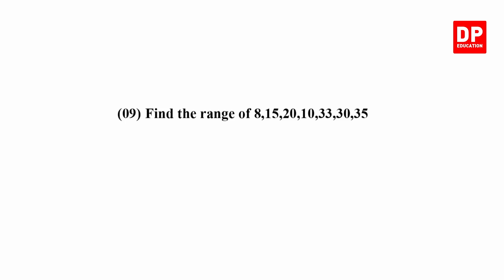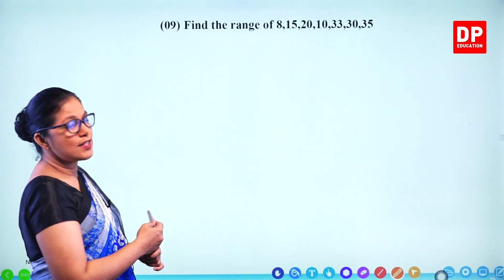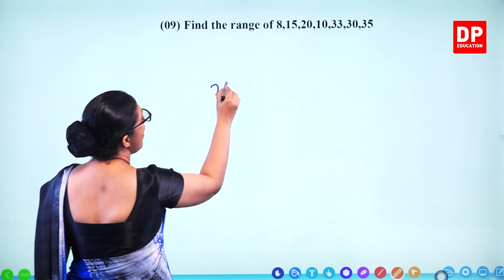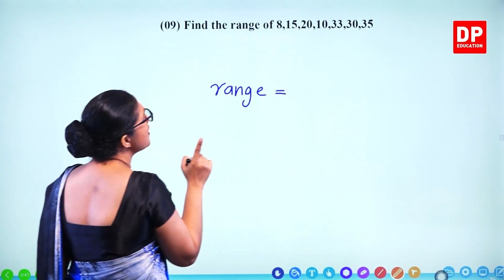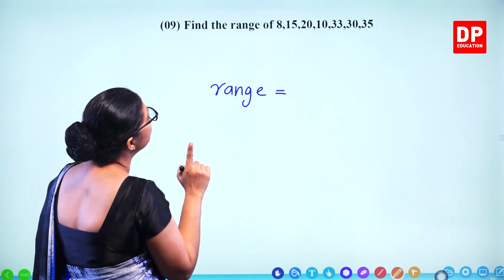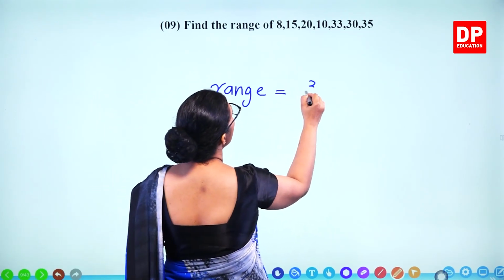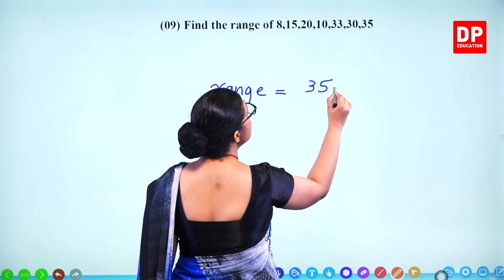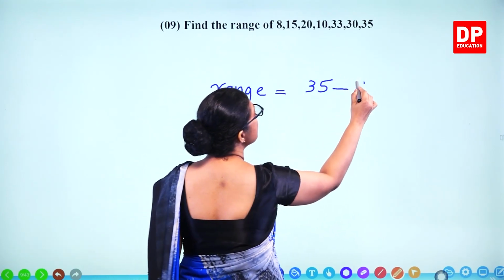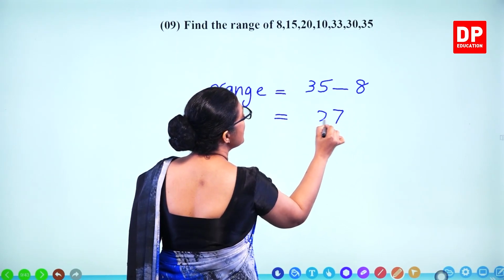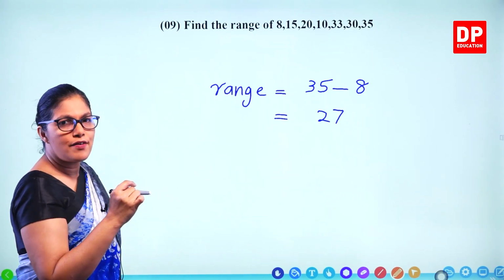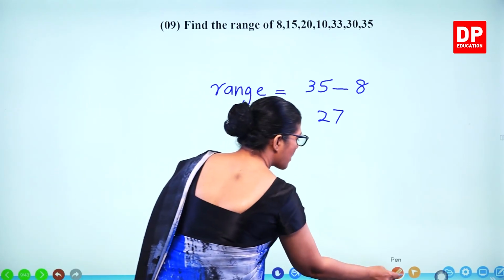Question number 9. Find the range of this data set. So what is range? You have to find out the highest value and the lowest value and take the difference. Highest one is 35. This is already arranged in increasing order. Lowest one is 8. 35 minus 8, 27 is the range. So 2 marks.